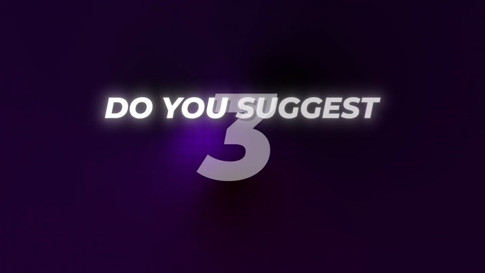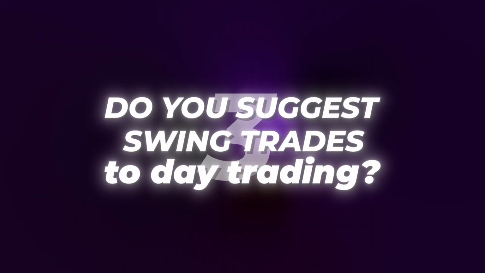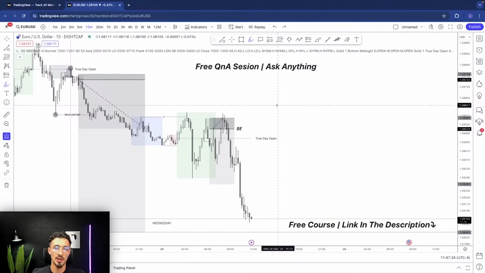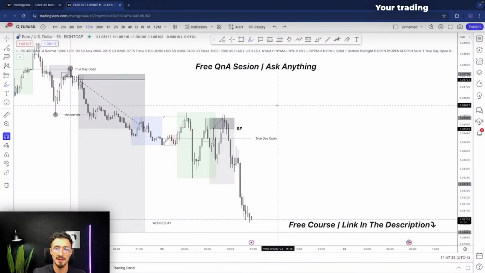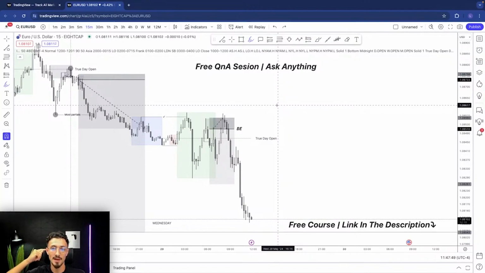Do you suggest swing trades to day trading? Your style of trading can vary on so many different things. You have your personality type, you have your goals, right? For me personally, I don't like to be in a trade for consecutive days. I genuinely find that if I'm in a trade overnight and I haven't secured partials or things like that, I have a worse sleep because I have that on the back of my mind that I'm in a trade.